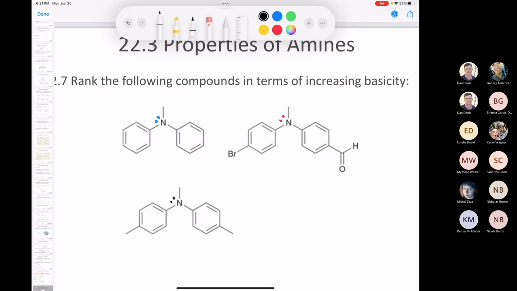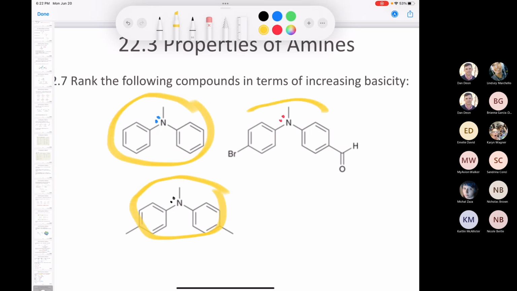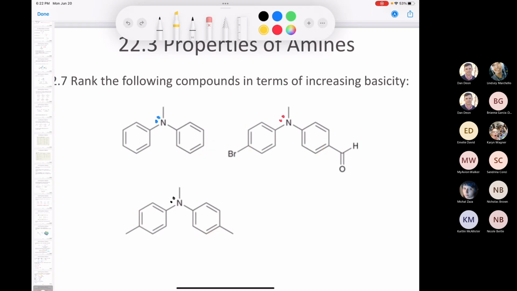The first thing you really have to do is look at what these molecules all have in common. They all have this portion in common. So all you need to do is look at the groups that are attached here. If we look at the bromine and the aldehyde, these are electron withdrawing groups. This is an electron withdrawing group. This is an electron withdrawing group. Whereas a methyl group is not electron withdrawing, it's electron donating by hyperconjugation. It's not strongly donating, but it's an electron donating group.